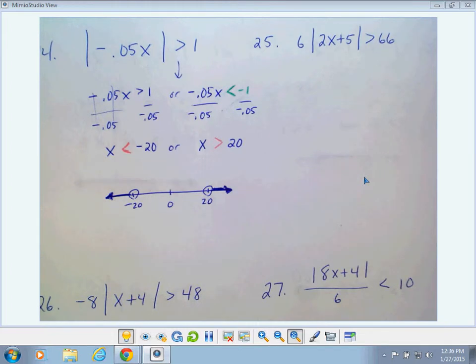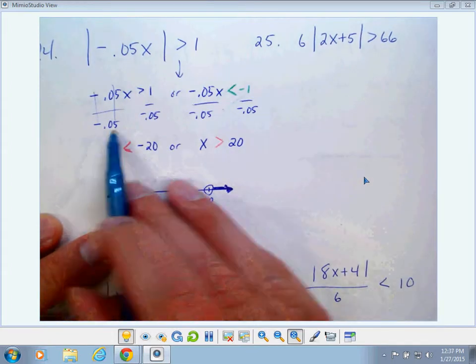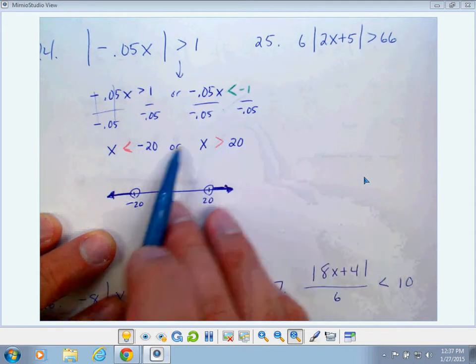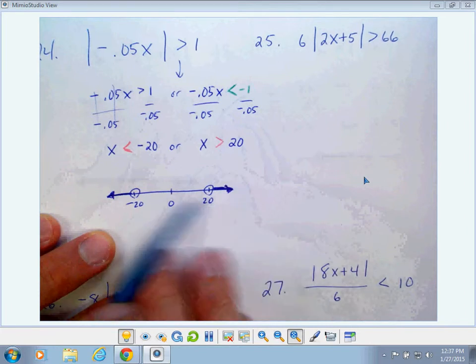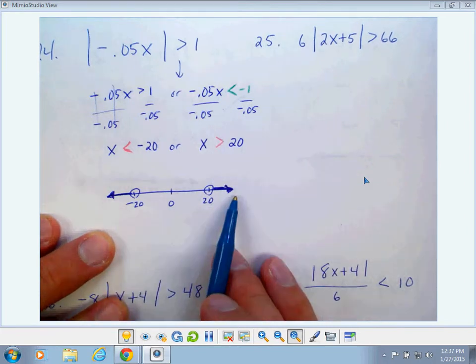So I would say that the potential for mistake in this one is really in this part where you're dividing by a negative and having to turn the symbols once again. Because if you don't do that, you're going to get shading that goes in the wrong directions.